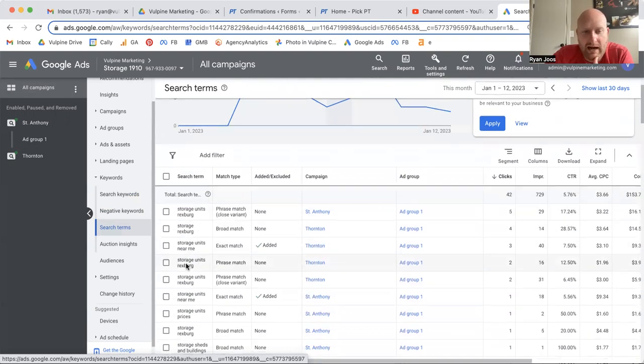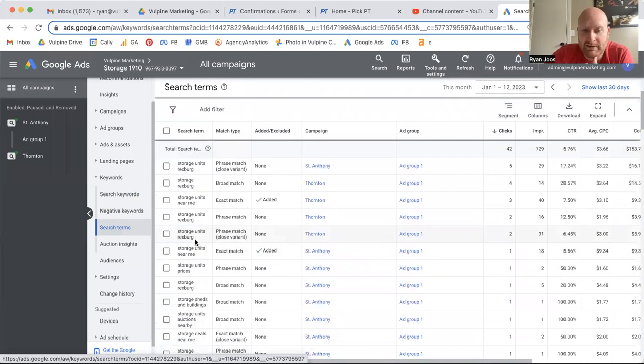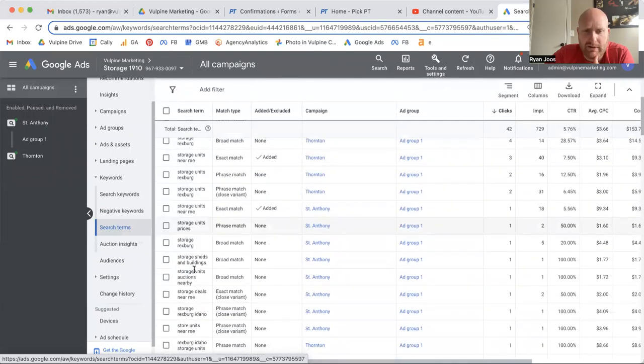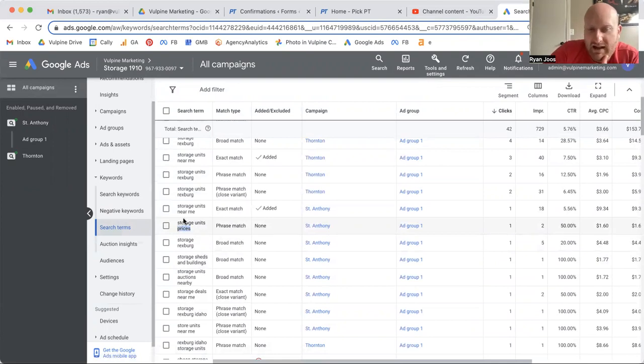Storage units near me, great. Storage units Rexburg. Storage units near me, storage unit prices. That's not bad. I don't know exactly what this consumer is doing here. So maybe if I wanted to narrow this down to people who are a little bit further along, maybe I could pull out prices, but that's not a big deal. I'll leave that one. That's pretty appropriate.